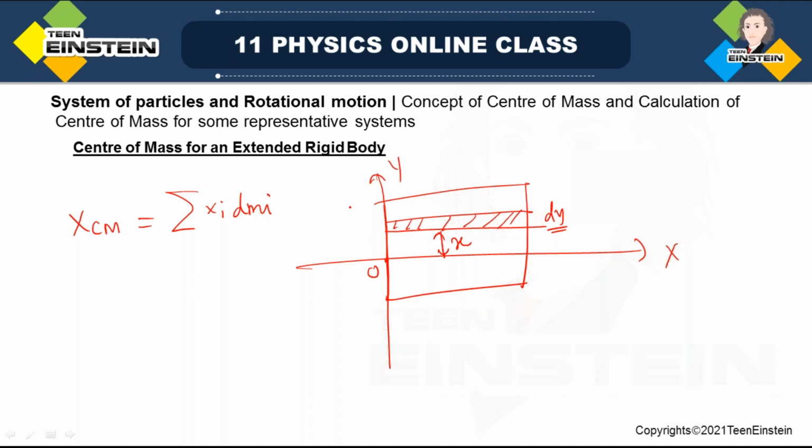Thickness will be dy. In the previous case, I forgot to mention that dm can be written as the length dx times lambda. Lambda is the mass per unit length. If the length of the whole bar is capital L and the mass is capital M, then lambda is capital M by L. In this case, since it is a two-dimensional object, this is a rectangular plate.